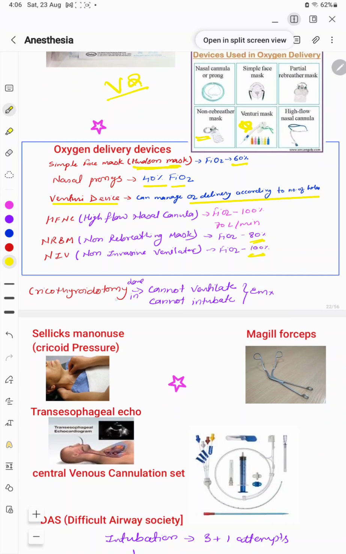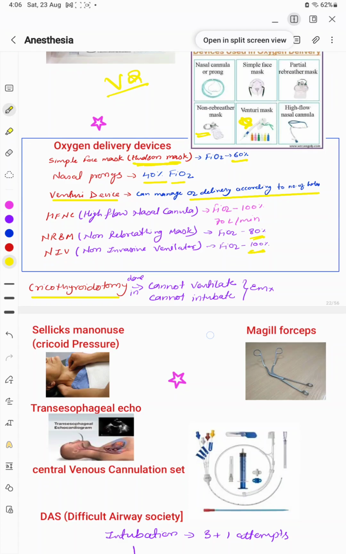Okay, cricothyrotomy. When we cannot ventilate or cannot intubate the person, it means when there is an emergency, we will do cricothyrotomy. You remember when we discussed this in the last step, when we are unable to intubate by any method, we will do cricothyrotomy.